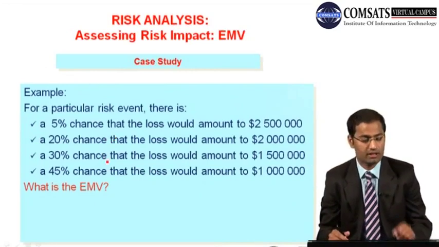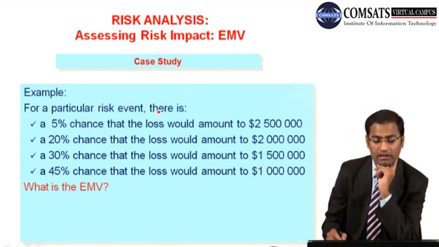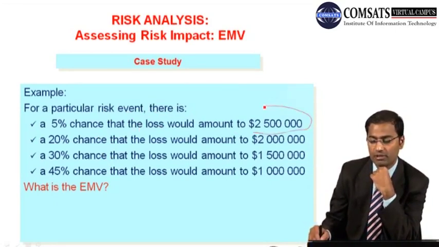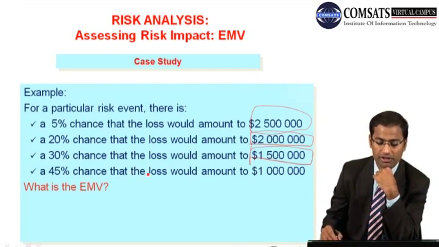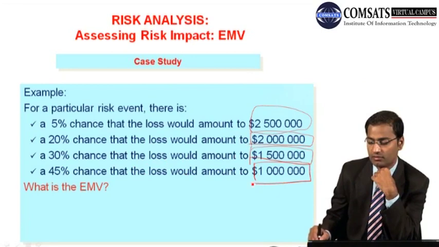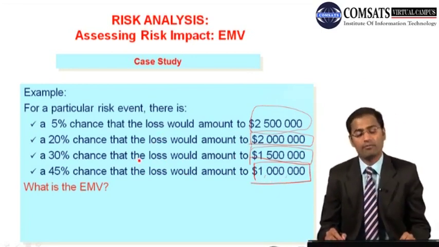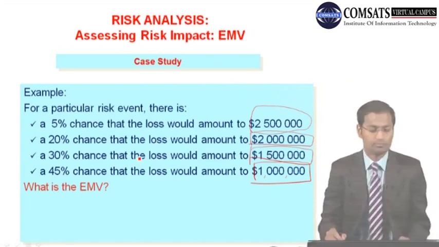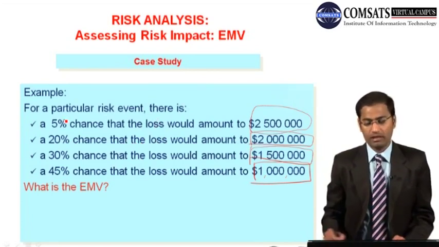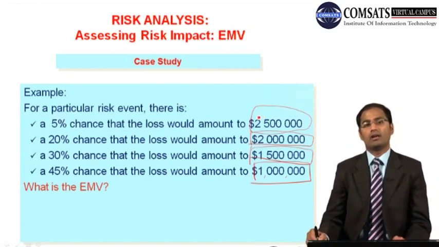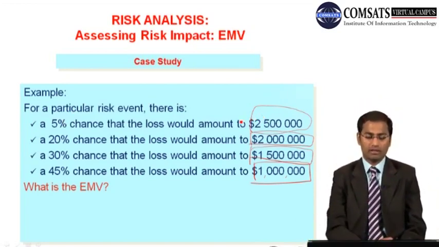So let's have a very good case study. For a particular risk event, there is a 5% chance that the loss would amount to 2.5 million, a 20% chance that the loss would amount to 2 million, a 30% chance that the loss would amount to 1.5 million, and a 45% chance the loss would amount to 1 million. So what is the EMV, expected monetary value? The answer is very simple. What you have to do is multiply probability with the probable impact or loss or profit, whatever the situation is.